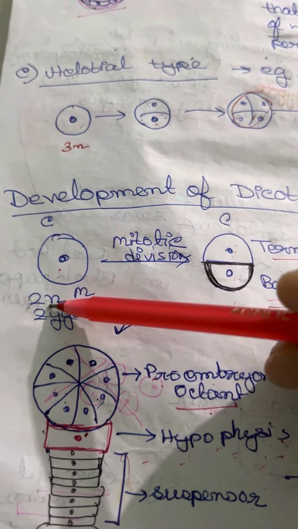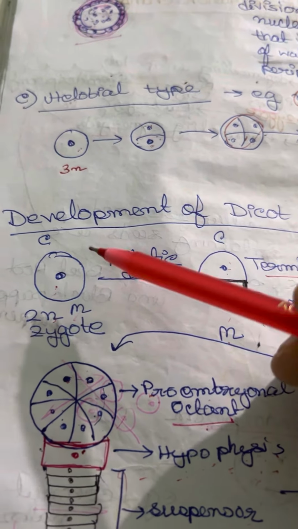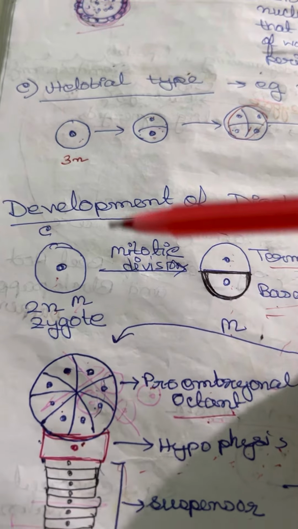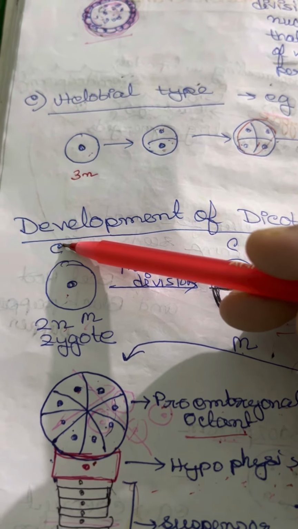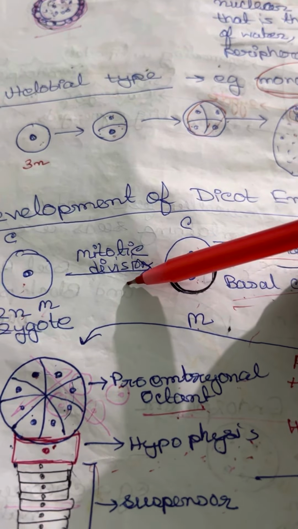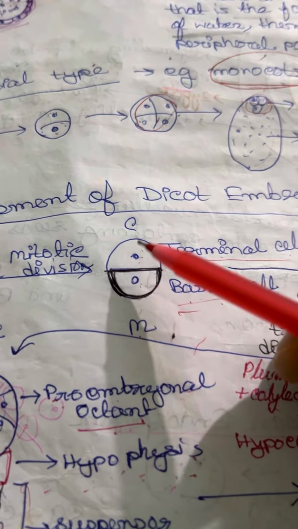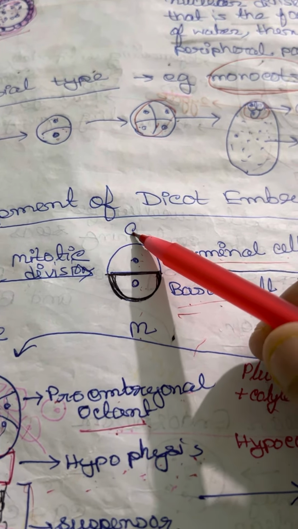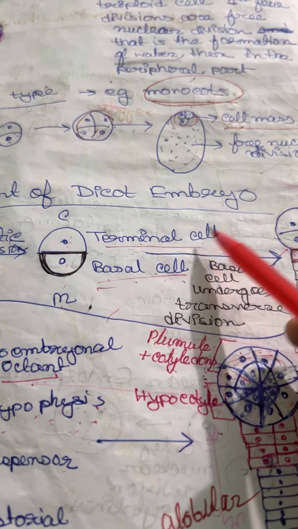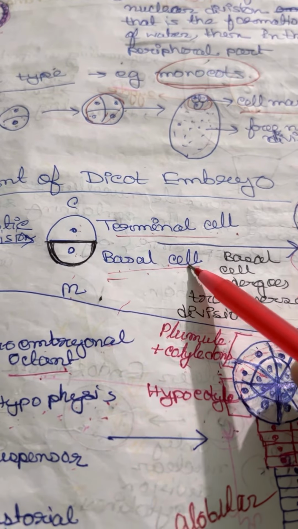So first, this is a dicot embryo, a 2n zygote, the diploid number of the zygote. This is the chalazal end, this is the micropyle end. Now its mitotic division takes place, and this zygote divides transversally. The chalazal end part will give rise to the terminal cell, and the micropyle end part will give rise to the basal cell.